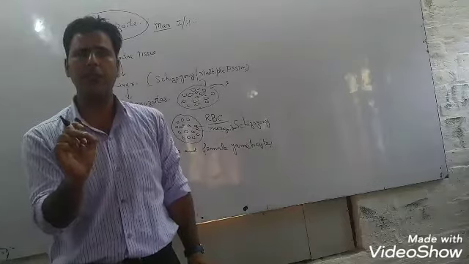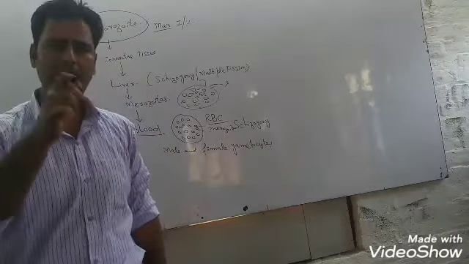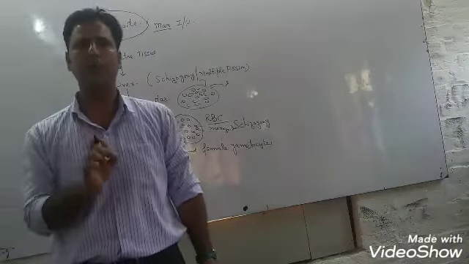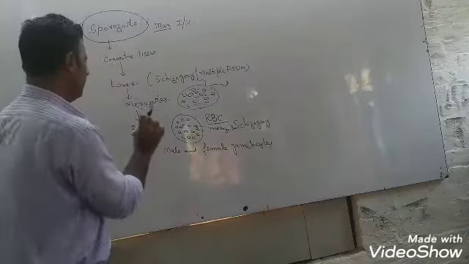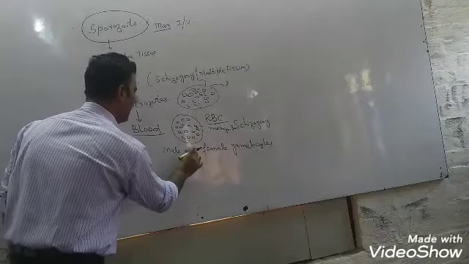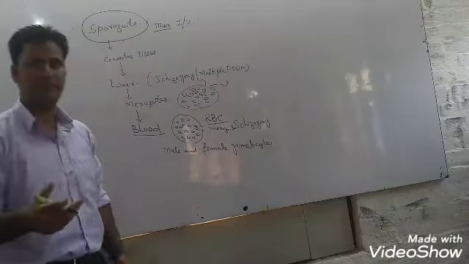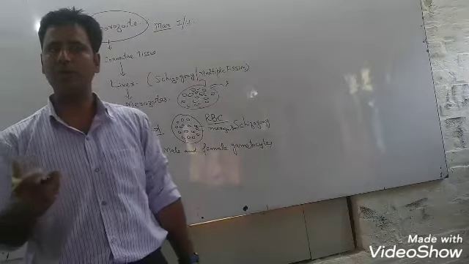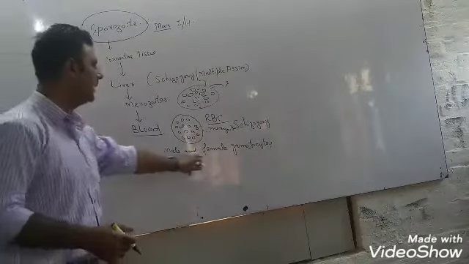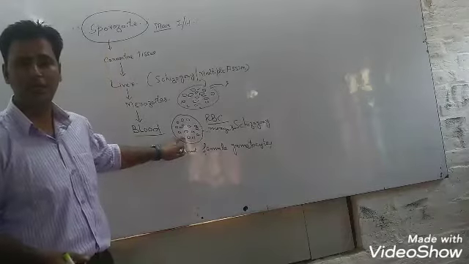So we have some of the merozoites present in the RBCs. These merozoites will no longer get involved in asexual reproduction. What they are going to do is function as male and female gametocytes. Now these male and female gametocytes will be present in the RBCs.